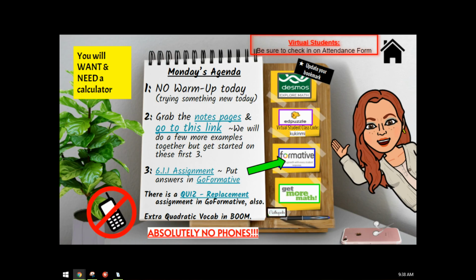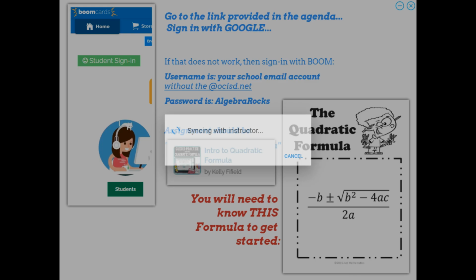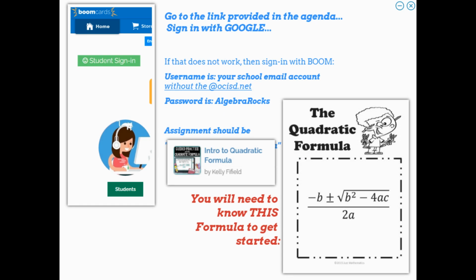So either one of those links should take you here to this Boom Cards. Okay? Sign in with the student. You should be able to sign in with Google. Okay? Sign in with Google. Okay?